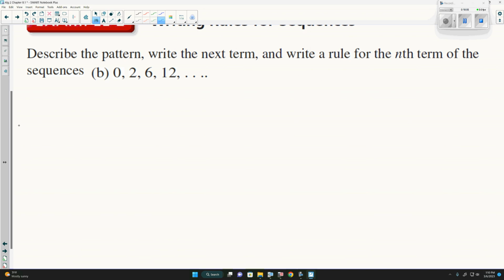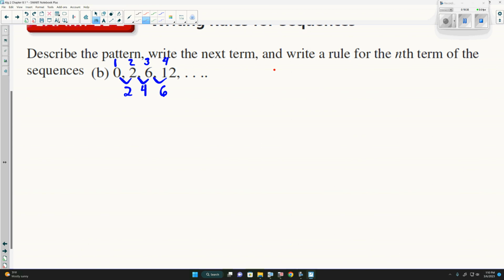Now, if we looked at this here, our first term is 0, second term's 2, third term's 6, and fourth term is 12. Now, again, one of the first places I would look is to see what the difference is between each of these terms. Well, the difference between 0 and 2 is 2. 2 and 6 is 4, and 6 and 12 is 6. Are those differences the same? No. So it's not going to be linear.